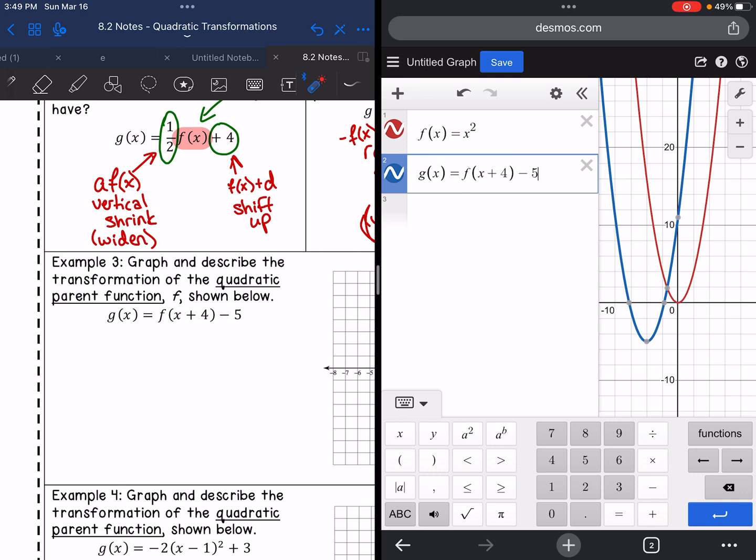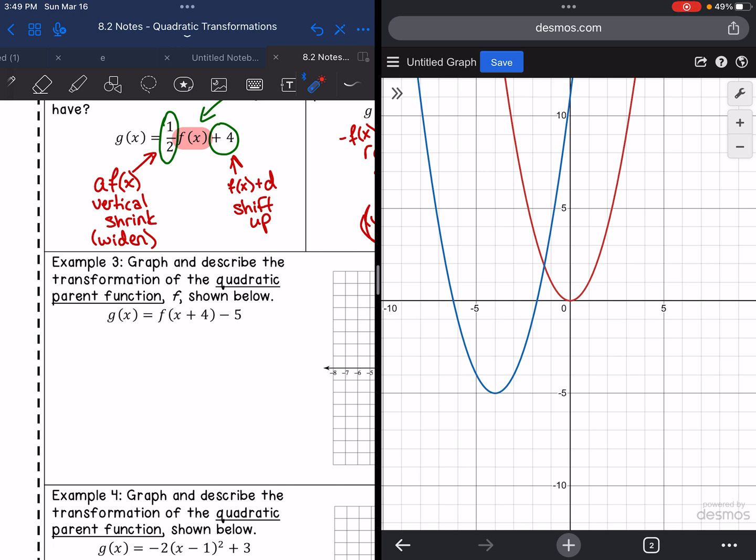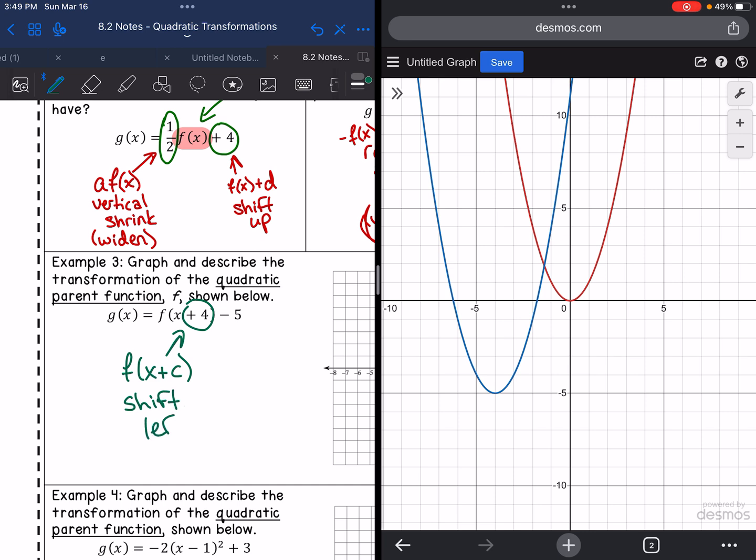So looking at this on the graph, I can see that I have a translation happening. I'm going to the left and I'm going down to go from the red vertex to the blue vertex. And so that matches up with what we know of the rules. With my rules, remember, if we're adding inside the parentheses, that's going to shift us left. So this is a shift left or a translation left. And then for my other one, I'm subtracting 5 outside the parentheses. That's why this has moved down. So this is a shift down or a translation down.